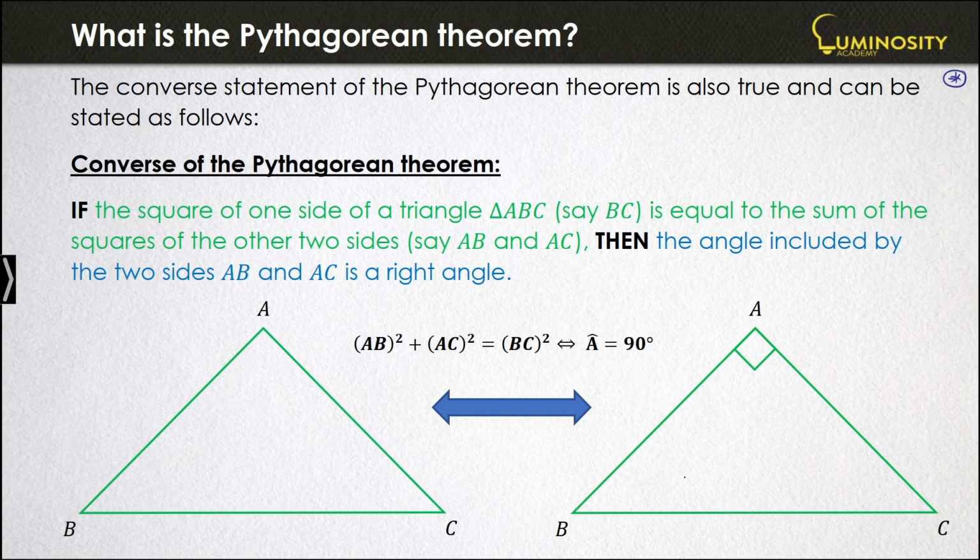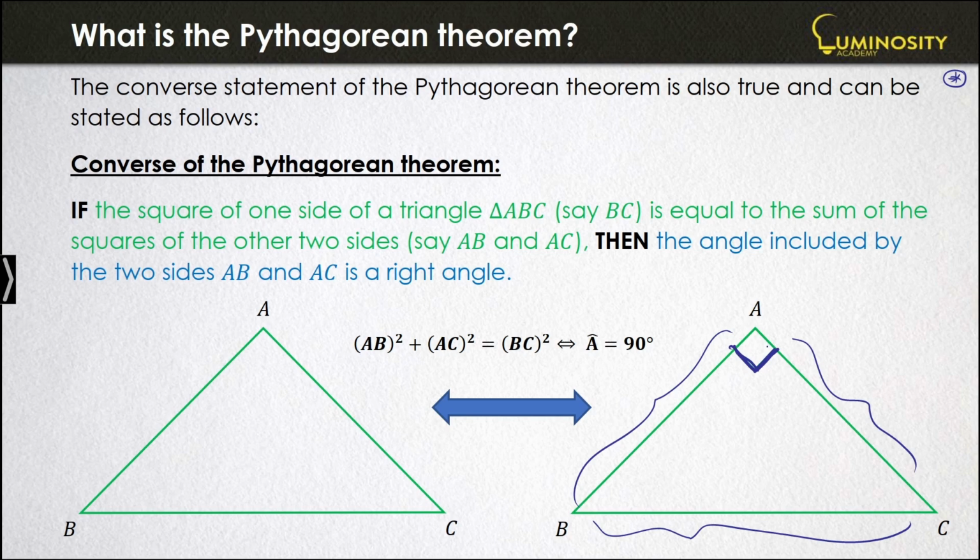So the converse, so the backwards direction, says the following. If you know the square of one side of a triangle ABC, say BC, in this case the hypotenuse, is equal to the sum of the squares on the other two sides, the adjacent sides next to the 90 degrees, then the angle included between the two sides is in fact a right angle. Okay, so basically the forward and backwards direction of the Pythagorean theorem says as follows. If you know that AB squared plus AC squared equals BC squared, then you know that the angle A, the angle between those two adjacent sides, is 90 degrees.